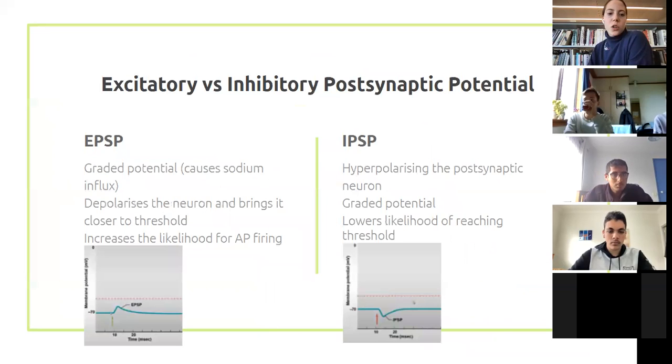So excitatory makes sense. You're going to cause a depolarization, and inhibitory is going to cause it to be more negative, so hyperpolarize it. And that's going to make it harder to reach that threshold to then generate an action potential. And obviously a lot of graded potentials, or lots of excitatory neuron signals, will eventually cause an action potential.